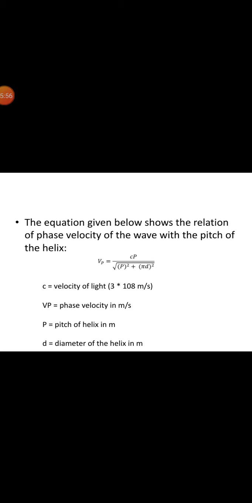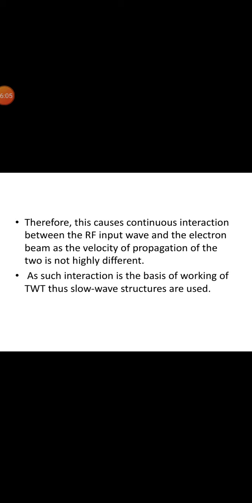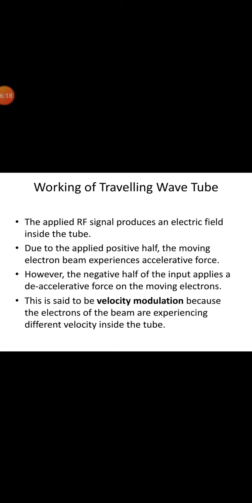So here in this velocity equation, c is the velocity of light, vp is the phase velocity, p is the pitch, and d is the diameter. Therefore, this causes the continuous interaction between the RF input wave and the electron beam, as the velocity of propagation of the two is not highly different. As such, interaction is the basis of working of TWT, and thus the slow wave structures are used.